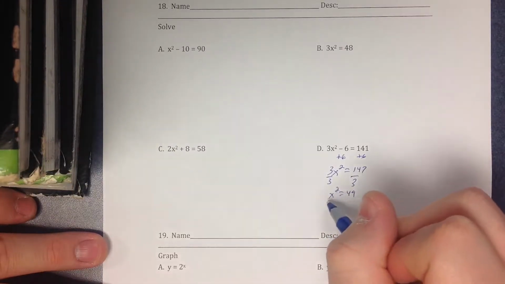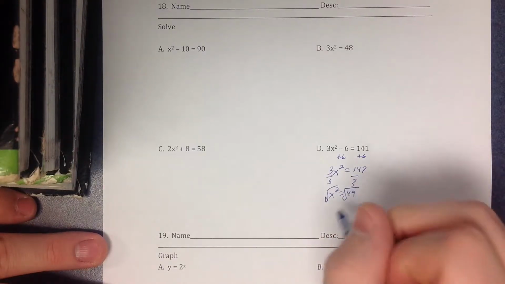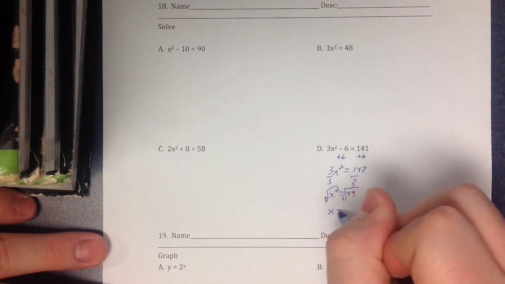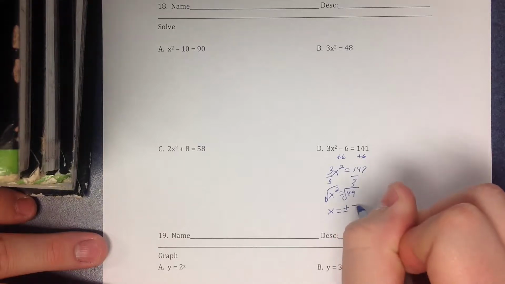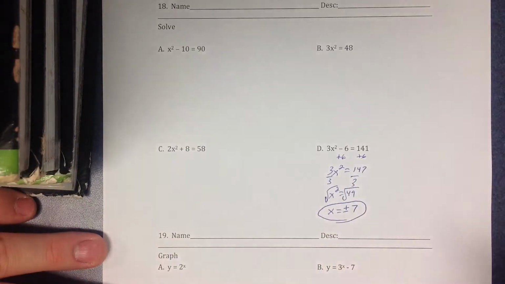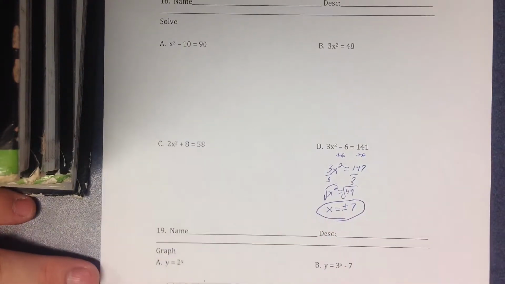And then to undo the squared, we take the square root of both sides. Square root of x squared is x, and then remember it's plus or minus, in this case 7, because the square root of 49 is 7. Don't forget your plus or minus sign.